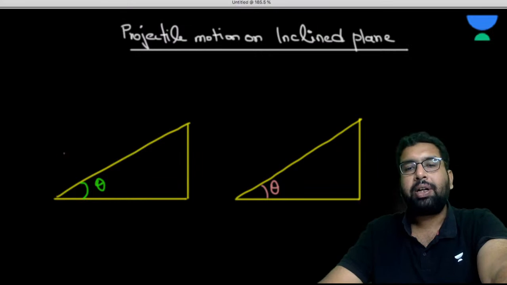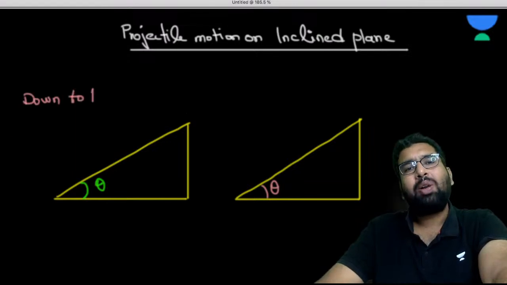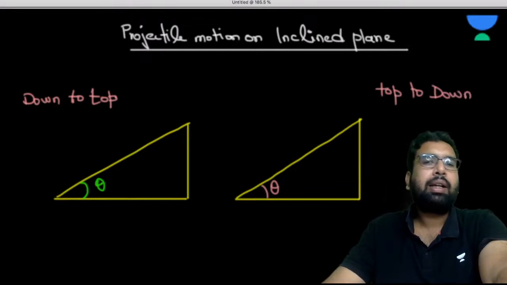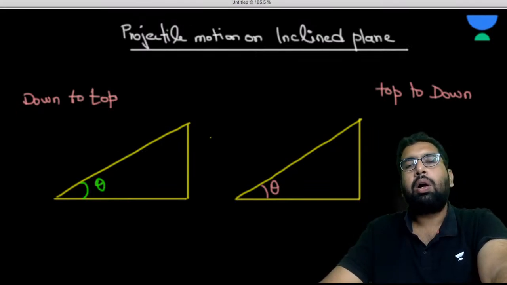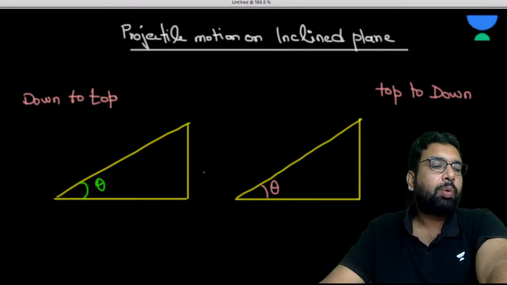So now projectile motion can be of two types. One can be down to top. I will not take it as a separate topic since it is in the NCERT, in your book. I consider it as a question of motion under gravity. The whole of projectile motion is nothing but a case of motion under gravity.